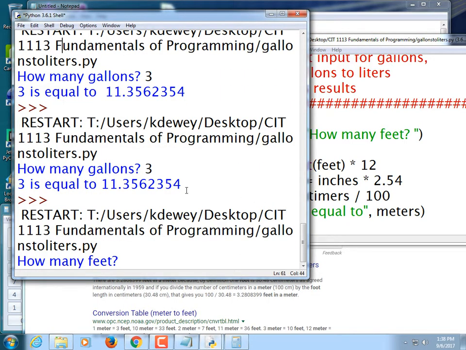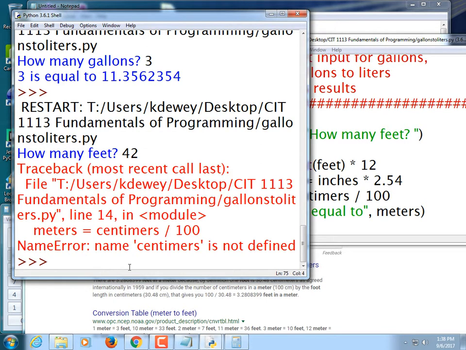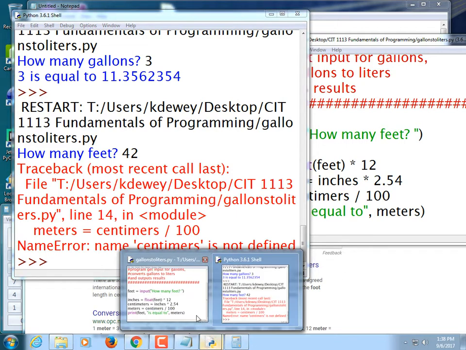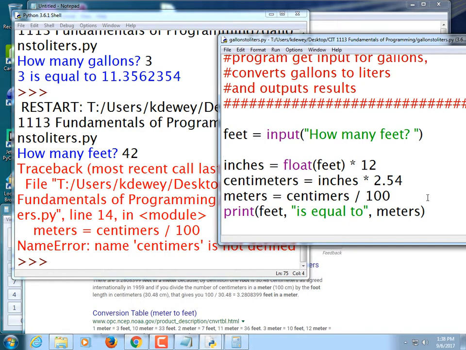42. Well, if I click in the right window, 42. What the heck, is it not on unlock? Centimeters is not defined. That's what I did wrong. Help me fix it. Which one? You gotta float everything. The second one's not spelled right.